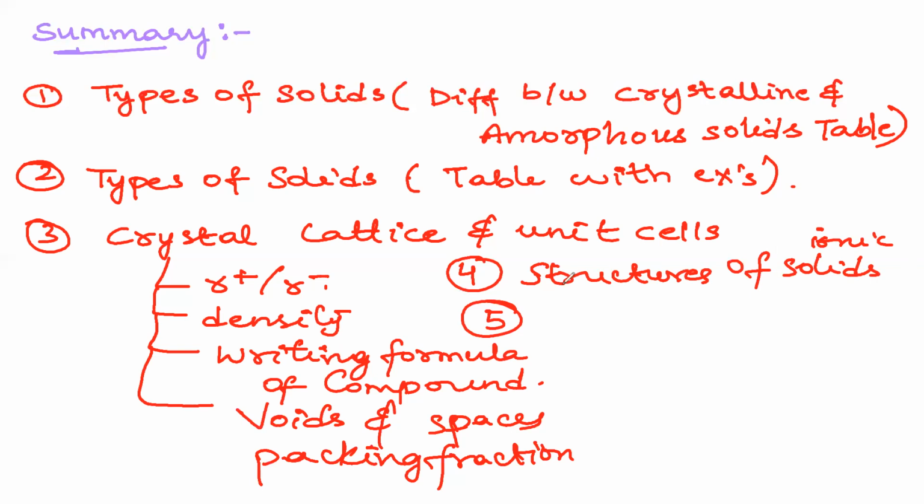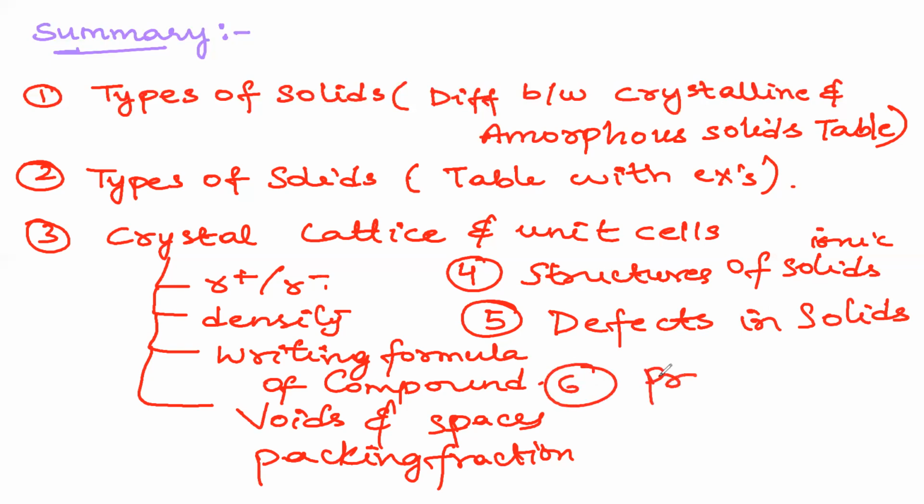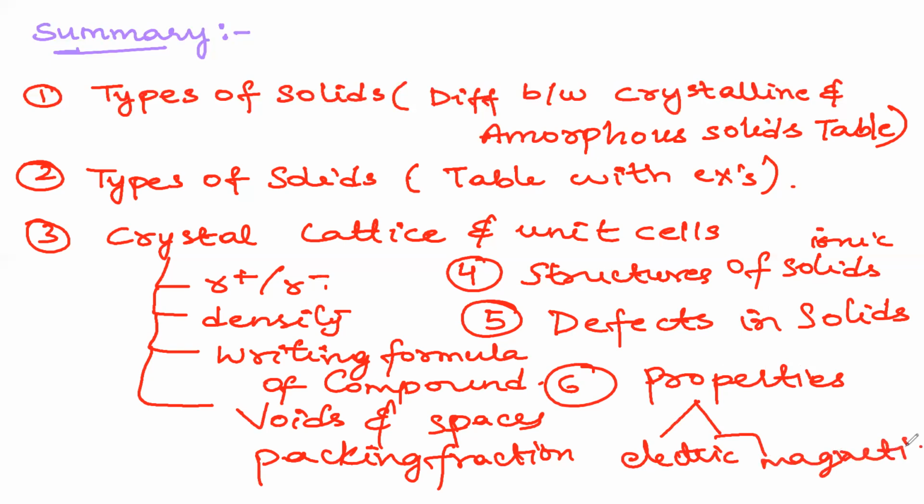And fifth topic, we have defects in solids. Defects in solids is also very important, that we have done. That is Schottky defect, Frenkel defect. In the examination, that is what they'll ask. And sixth topic, last, we have electrical and magnetic properties of solids. So these are the 6 topics we have in solid state. All the 6 topics we have completed successfully in 5 lectures.